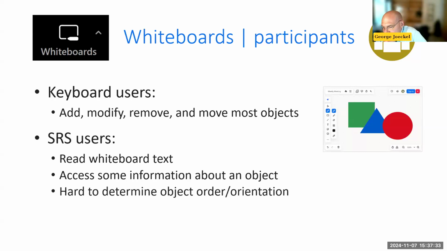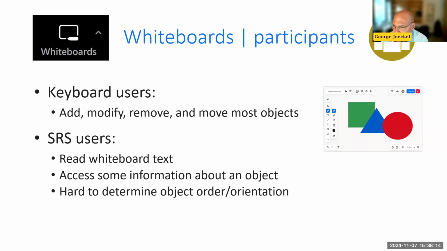One of the things that can be problematic for screen reading software users with a whiteboard is determining the order or the orientation of objects. So in this example, the green square is at the background, the furthest away object. The blue triangle is on top of that, so it's above the square but below the red circle, and the red circle is in the foreground. So in terms of order, it might also be hard for them to determine the orientation of different objects.